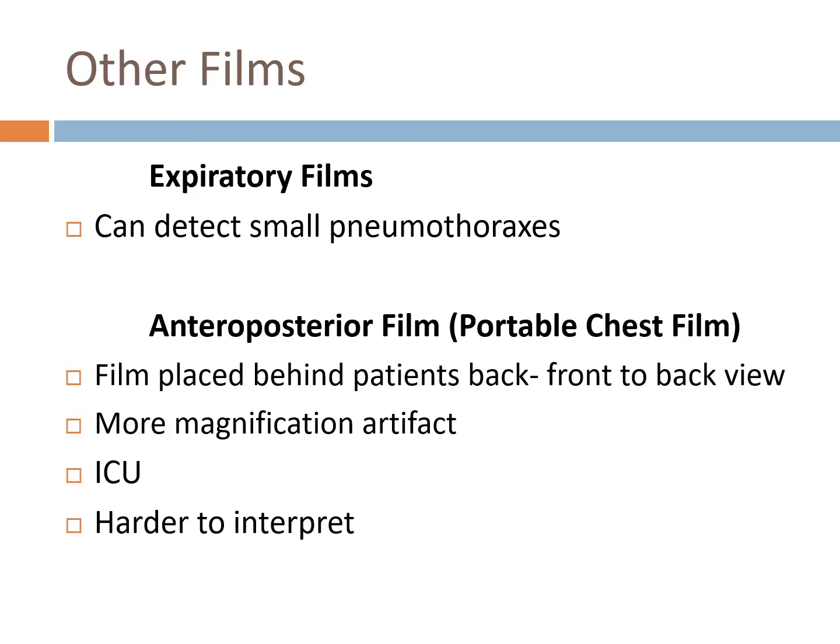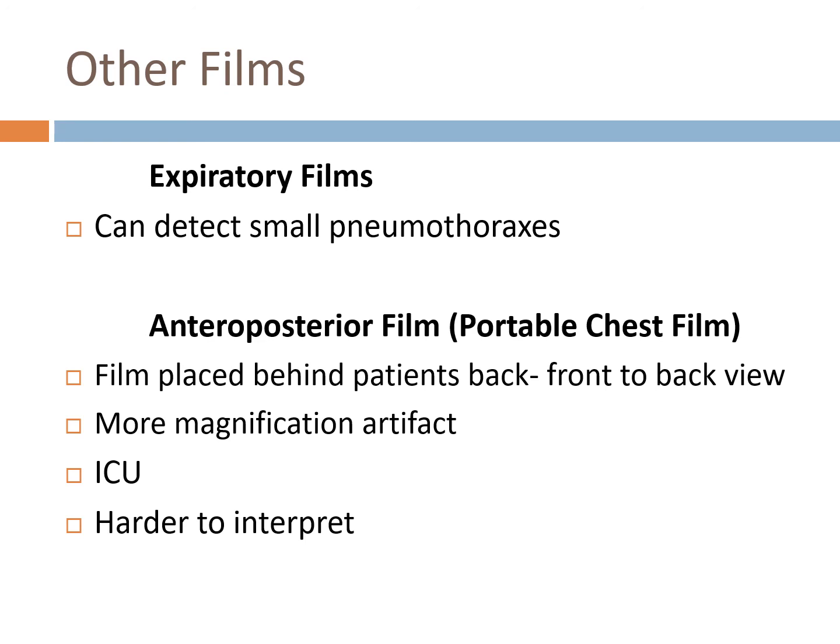Alright, expiratory films. Another MRE question. You're going to use an expiratory film to help you detect a pneumothorax, especially the smaller pneumothoraces, because they're a little bit harder to detect. As the patient exhales, the lung volume is reduced, but the pleural air volume remains the same, so we're hopefully able to detect that more easily.